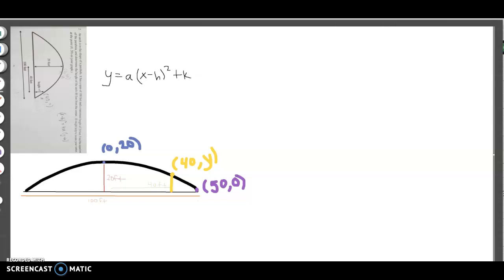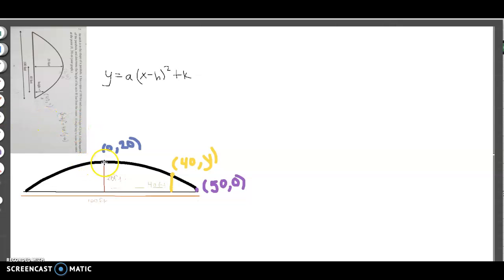Okay, so it looked like it said an arch is in the shape of a parabola and it has a span of 100 feet and a maximum height of 20 feet. Find the equation of the parabola and determine the height of the arch 40 feet from the center. It might help to locate your vertex at the point (0, 20) on your graph.